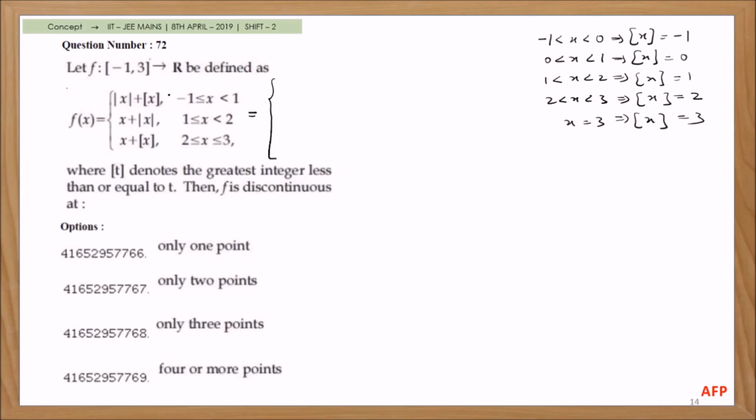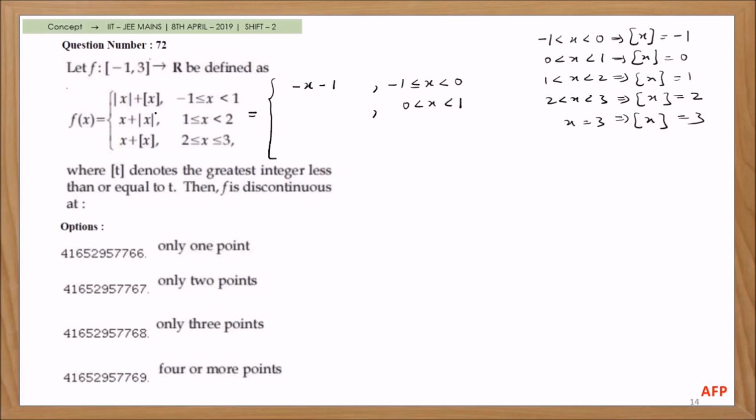So when it is lying in this interval, it is a negative interval we are having. So the first interval we will take is minus 1 less than or equal to x and less than 0. So it is a negative interval, we have modulus as minus x and minus 1 the greatest integer according to this. The second one, 0 to x, x to 1 we will take.